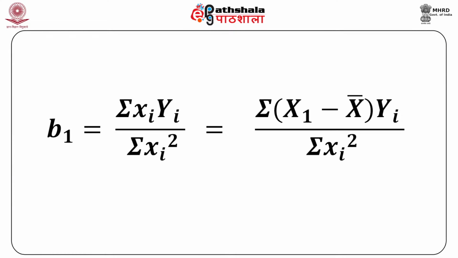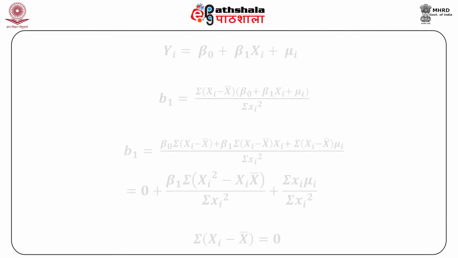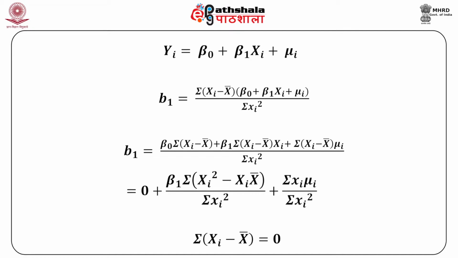In order to prove this, let us go back to the value of B1 from the equation, that is B1 is equal to summation xi yi divided by summation xi square, which is equal to summation (xi minus x bar) into yi divided by summation xi square. Substituting the value of yi from the PRF, yi is equal to beta naught plus beta 1 xi plus mu i. B1 is equal to summation (xi minus x bar) into (beta naught plus beta 1 xi plus mu i) divided by summation xi square.